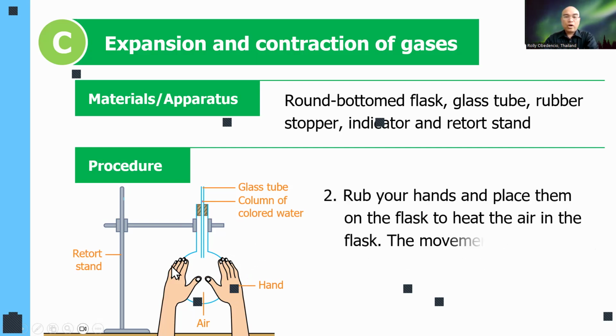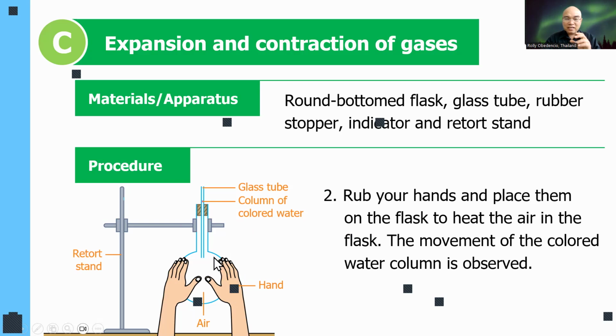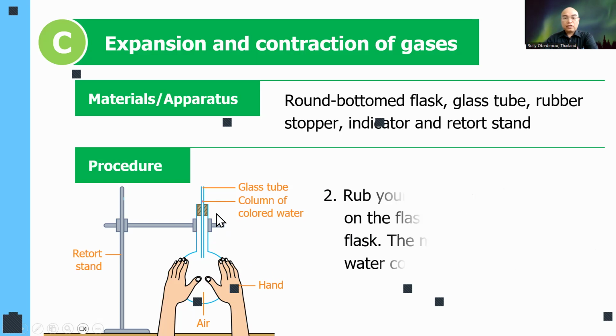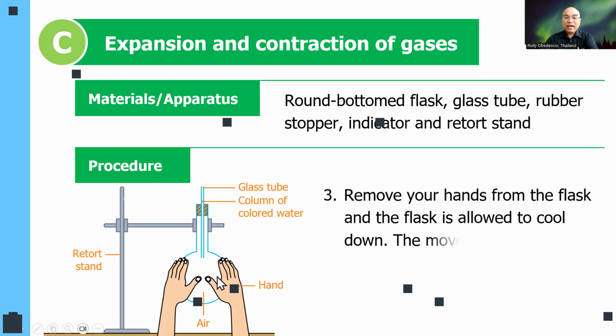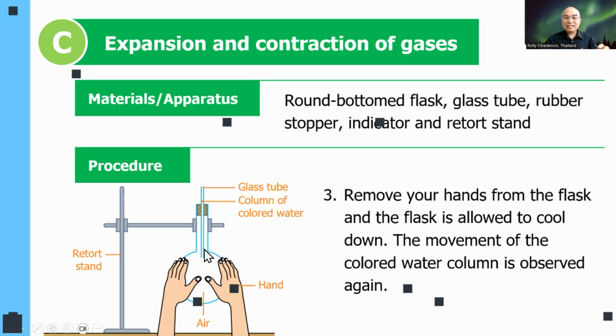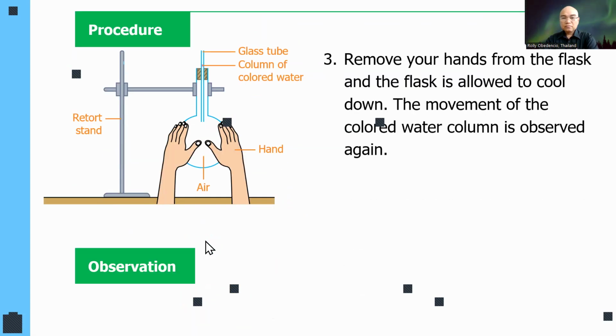Number two, you rub your hands and place them on the flask to heat the air in the flask. The movement of the colored water column is observed. Number three, remove your hand from the flask and the flask is allowed to cool down. The movement of the colored water is observed again.